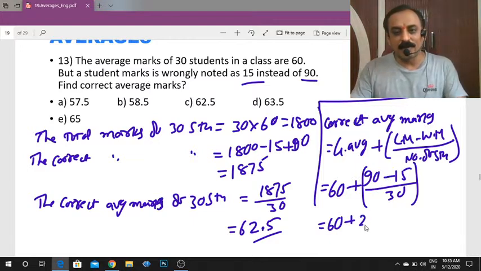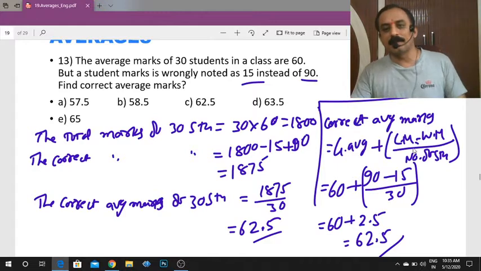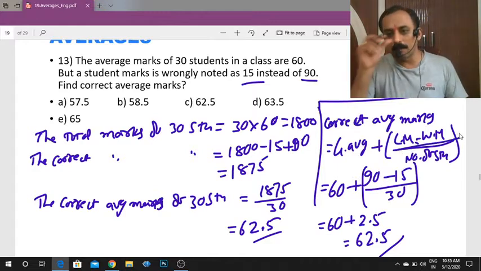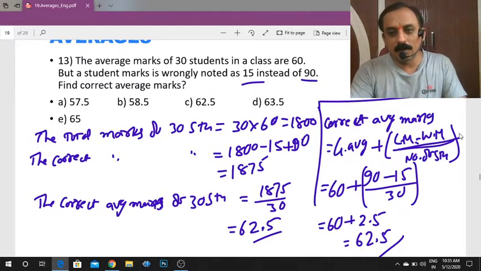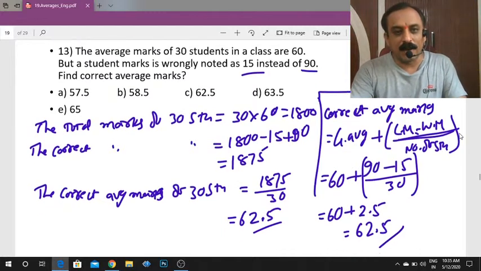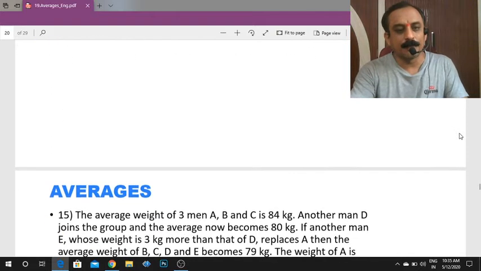75 by 30 is 2.5. So 62.5. Remember the formula: the correct average marks is equal to the given average plus (correct marks minus wrong marks) by number of students. So now, next question.